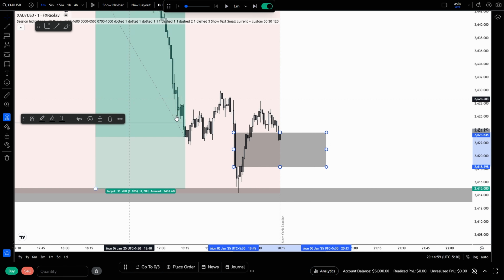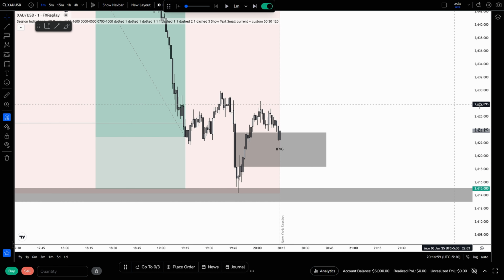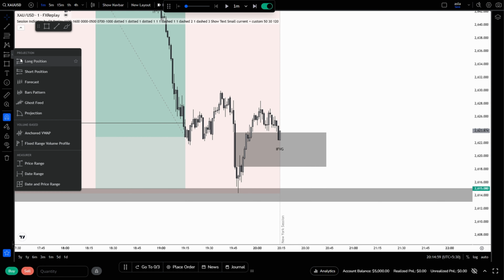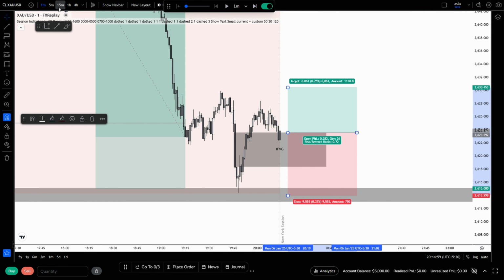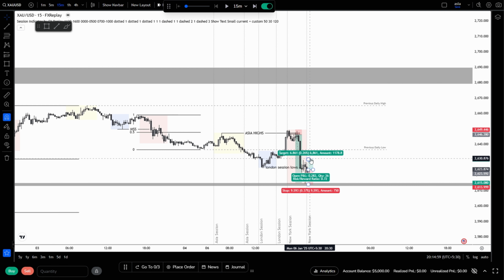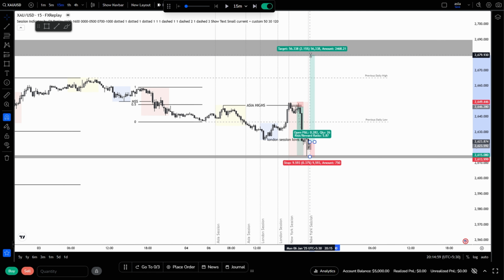On the lower time frame, we can see the formation of an inverse fair value gap. This gives us a clear and objective entry model. We can enter the trade from this inverse fair value gap, place our stop loss below the recent low, and target our identified draw on liquidity.